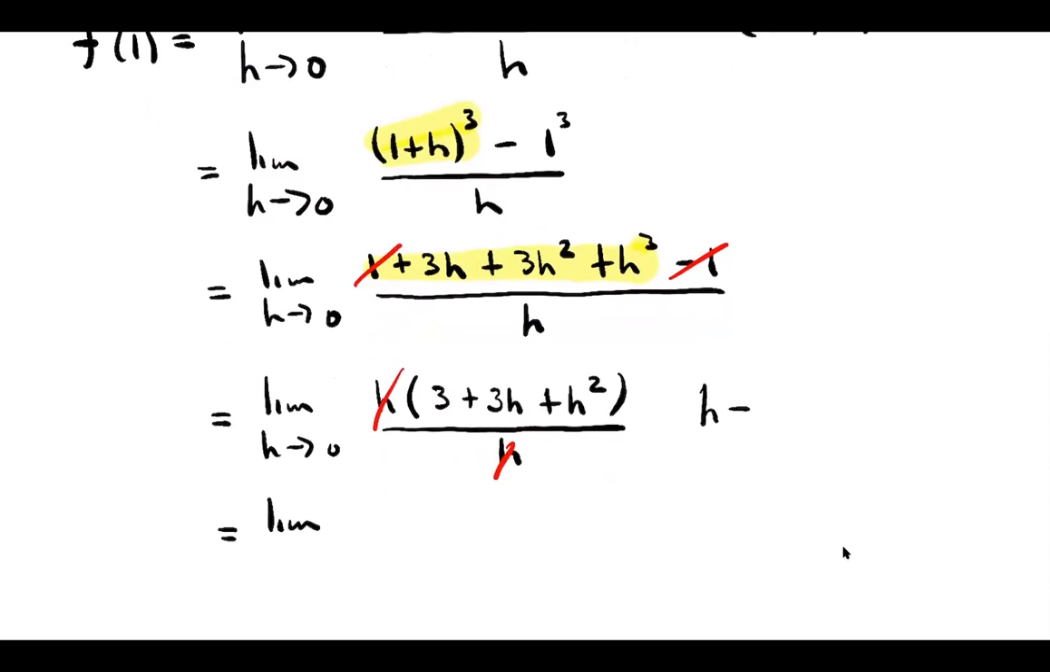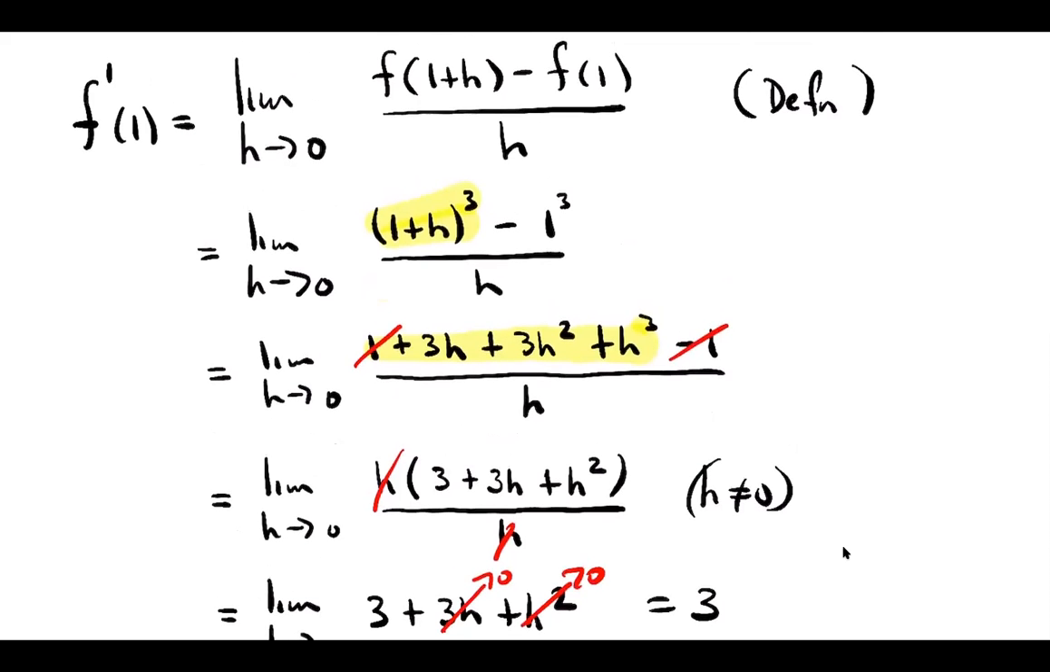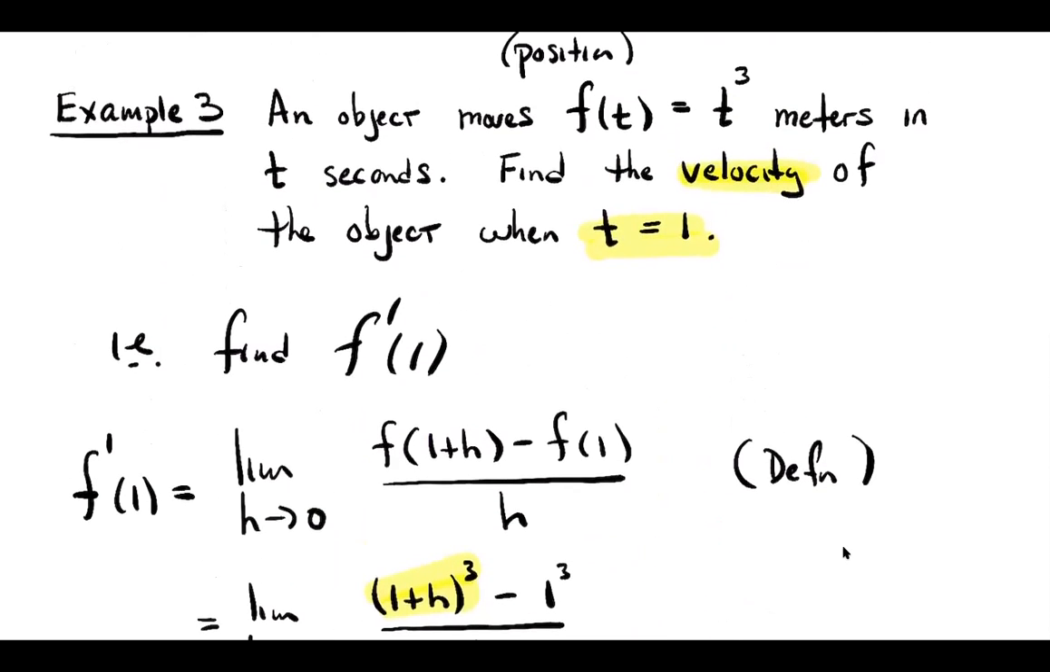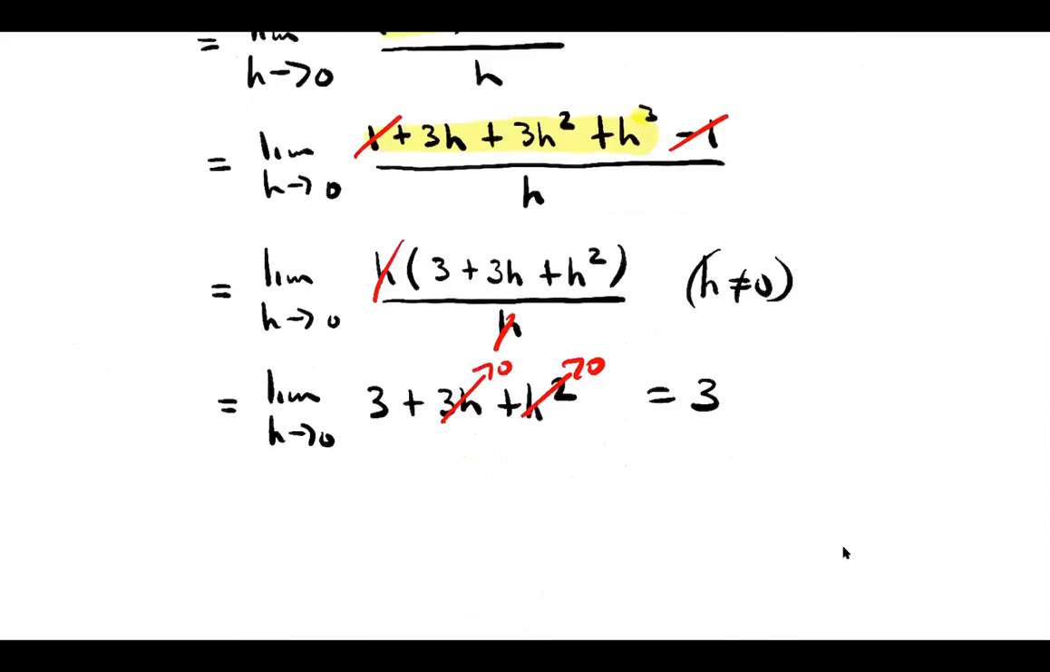That cancellation was valid as long as h isn't 0, which it's not because we're taking the limit towards 0. So we're taking now the limit as h goes to 0 of 3 plus 3h plus h squared. And you can see that these terms with h's in them are going to vanish. They're all going to be 0. So what do we end up getting for the limit? We end up getting 3. So f prime of 1 is 3. Let's remember what the original question was. The original question was find the velocity of the object when t is 1. So I want to answer that the velocity is 3.